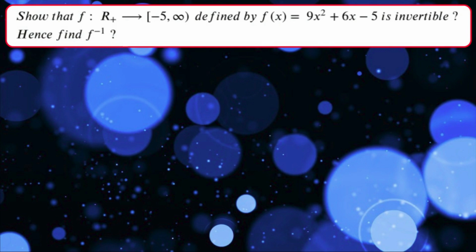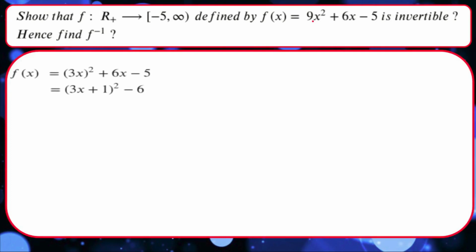Show that f from R plus to [-5, infinity) defined by f of x equal to 9x square plus 6x minus 5 is invertible, hence find f inverse. Now this is a problem, but we write f of x in the form of completing the square method. See, 9x square is 3x whole square. It can be taken as 3x whole square plus 6x minus 5. Okay. This is a square plus 2ab form. Then it is 3x plus 1 whole square minus 6, and the form is expressed.